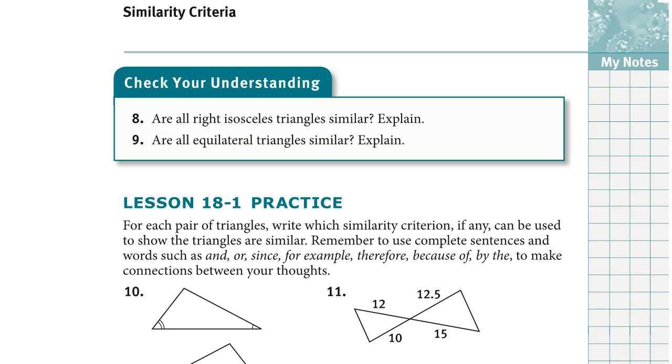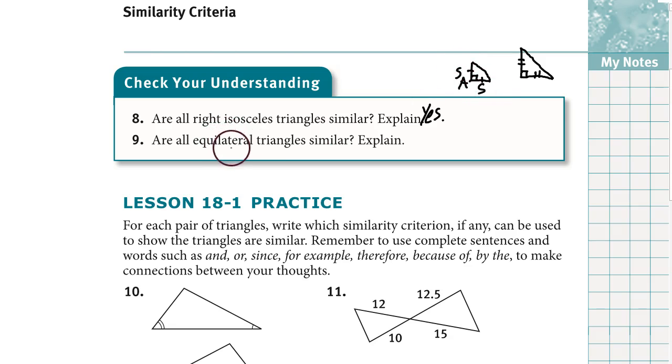Next, there's a couple check your understanding questions. I'm going to pause the video for you to answer these yes or no questions. Okay, number 8, are all right isosceles triangles similar? The answer is yes. Here's an example picture of a right isosceles triangle. That's a right angle, and those sides are equal to each other. That's what makes it isosceles. Now look at another right isosceles triangle. Here's a right angle, and those sides are equal to each other. That's isosceles. These are going to be the same shape because of SAS.